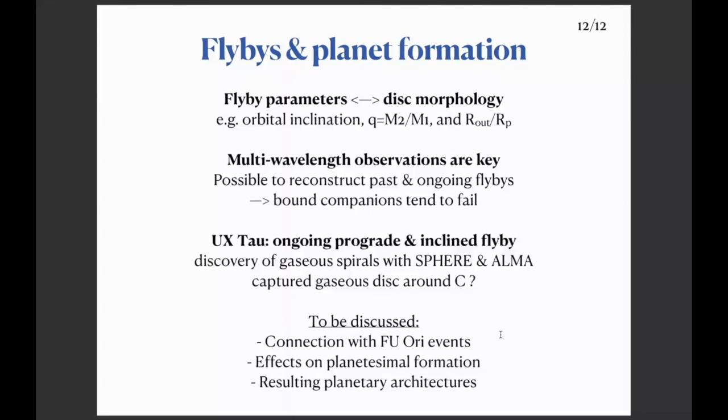We discovered for the first time these gaseous spirals with SPHERE and ALMA. And there is this idea about the captured material around the star C. Some things that we could discuss during this workshop are the connection with the FU Orionis events, the effects on planetesimal formation, and lastly, the resulting planetary architectures.